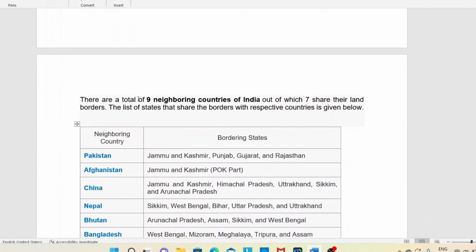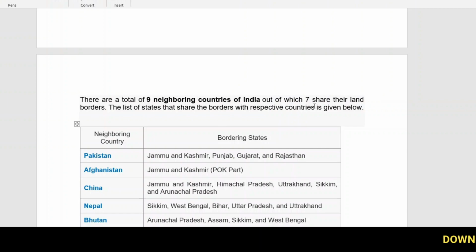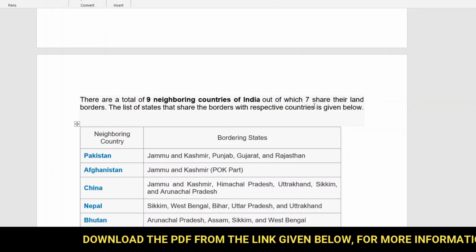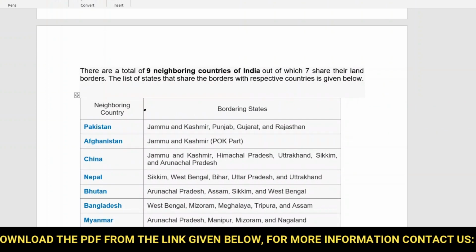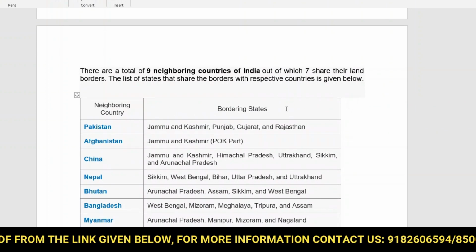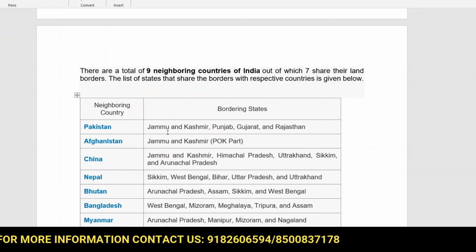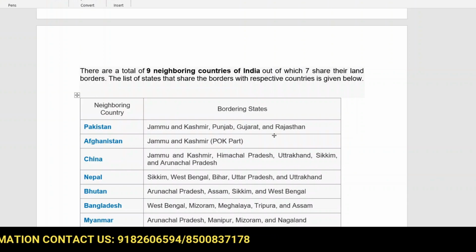There are a total of 9 neighboring countries of India, out of which 7 countries share land borders and 2 countries share sea borders. Let's see the neighboring countries bordering India along with the bordering Indian states. First one, Pakistan: Pakistan with Jammu and Kashmir, Punjab, Gujarat and Rajasthan.